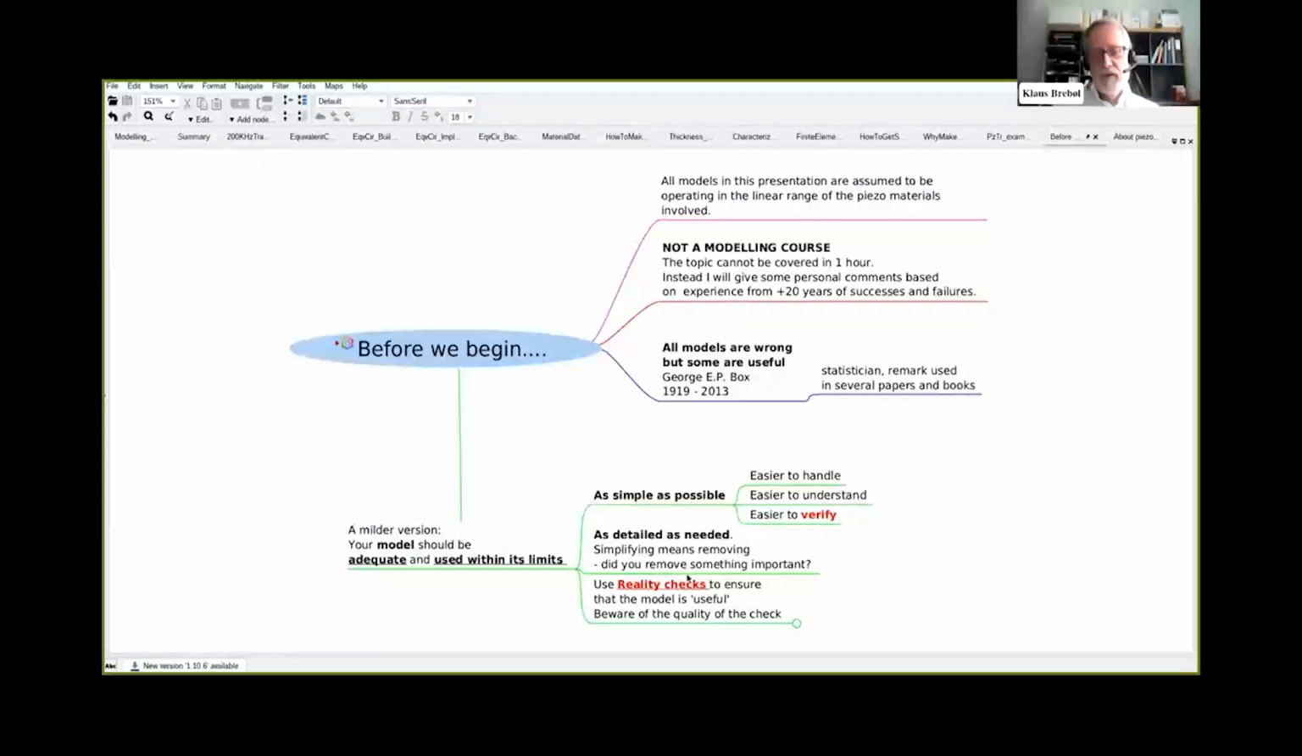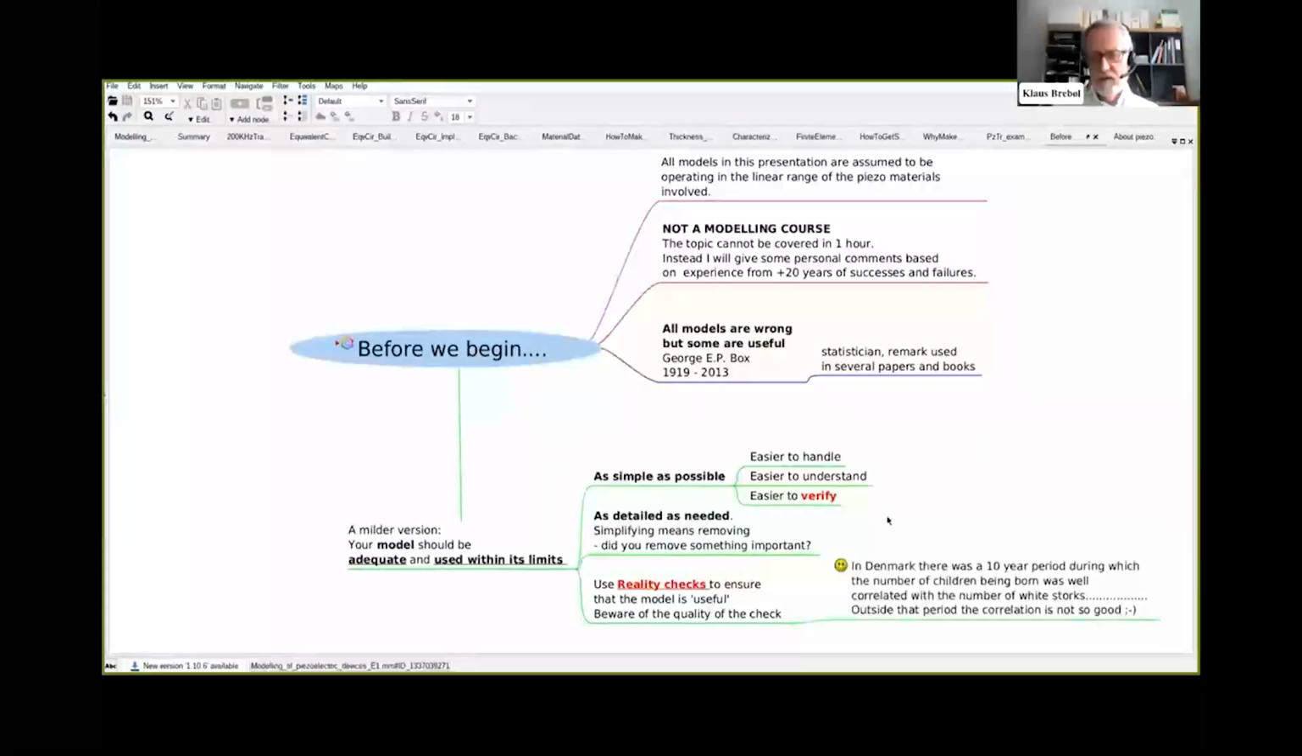The only way you can know if you have got the right balance here is to use reality checks to ensure that your model is actually useful. But you should beware of the quality of your checks. And I will bring another example from the world of statistics. This is from our teacher in statistics at the university. He claimed that in Denmark, there was a 10-year period during which the number of children being born was well correlated with the number of white storks. Outside that period, the correlation was not so good, but it's not enough to have a good correlation coefficient. You need to make sure that your reality check is actually also a real check.